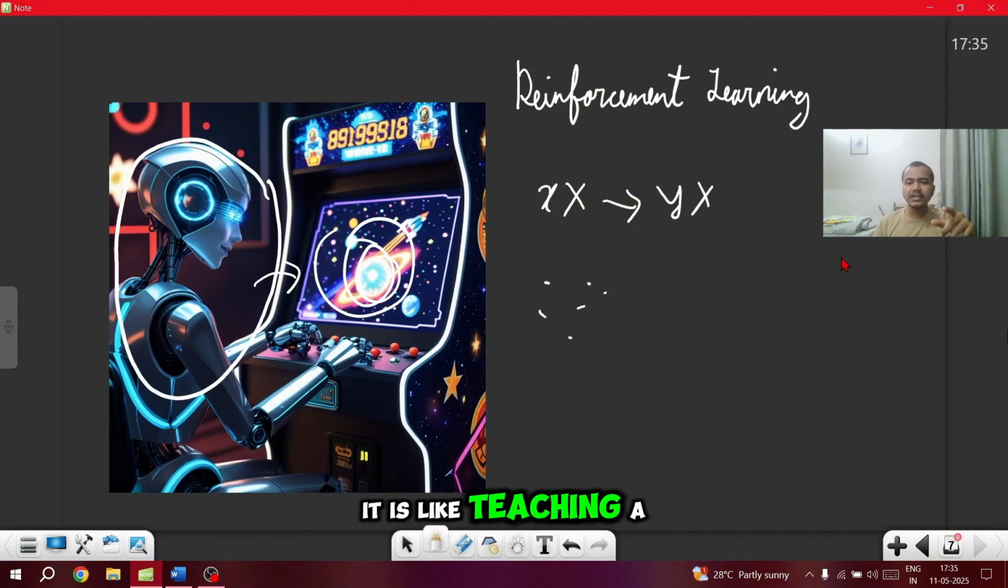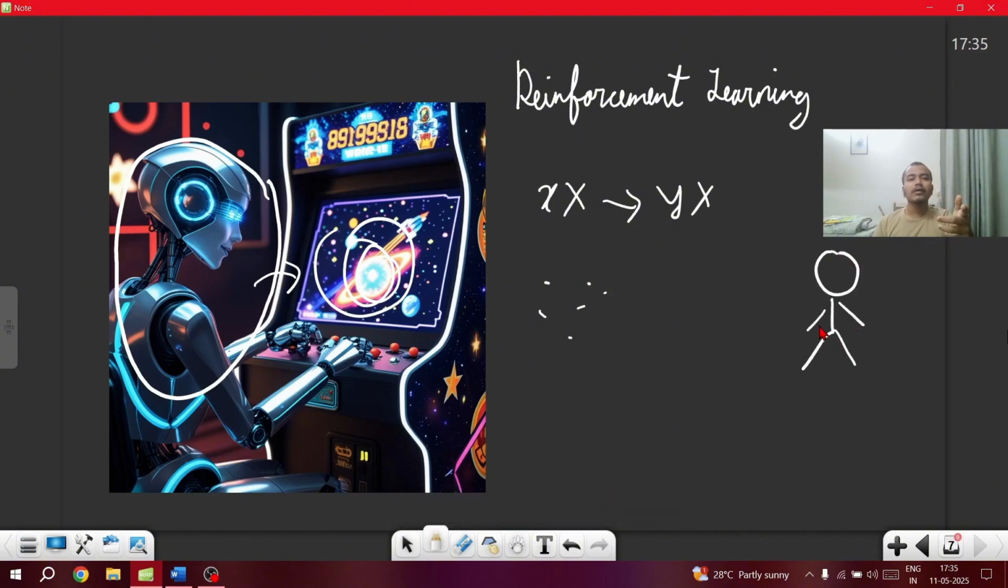It is like teaching a baby toddler to walk. We don't exactly hold his legs and put them and tell him to walk like this. He just learns it by falling over and over again, finding the right balance for his body and maintaining his legs and his body in such a posture that he is able to walk. This is known as reinforcement learning.